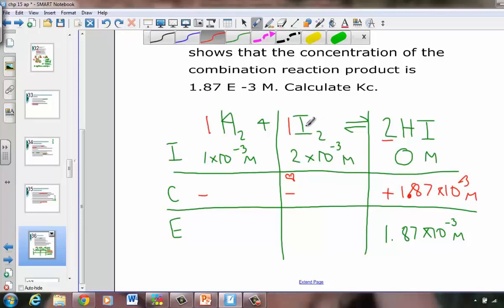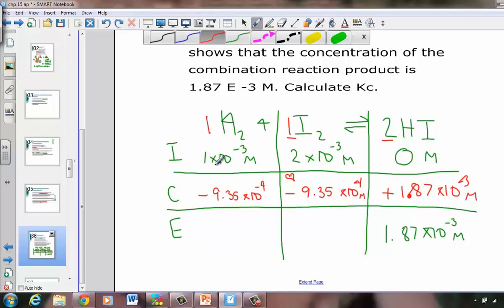1/2 of 1.87. Want over given. I want iodine from HI. 1/2 of 1.87 E negative 3 divided by 2 gives me a value of 9.35 times 10 to the negative fourth. It would be exactly the same number here, 1/2 of 1.87. They are both used in equal quantities.